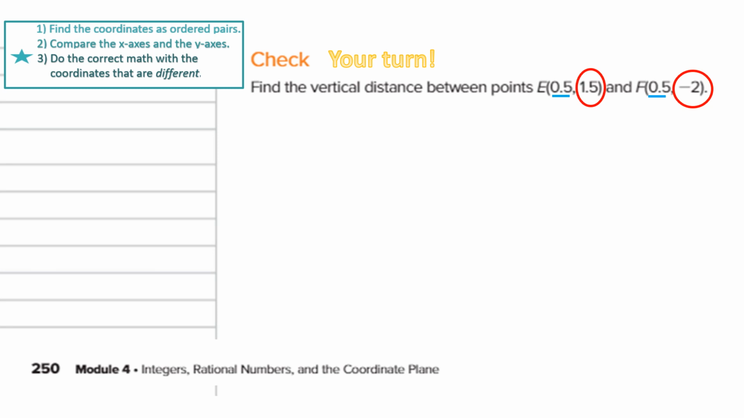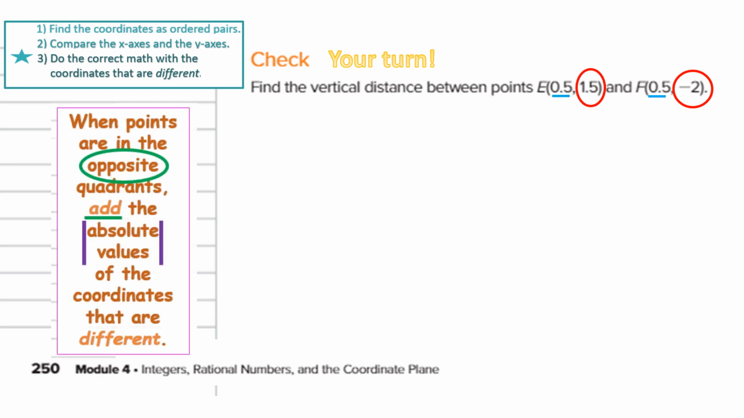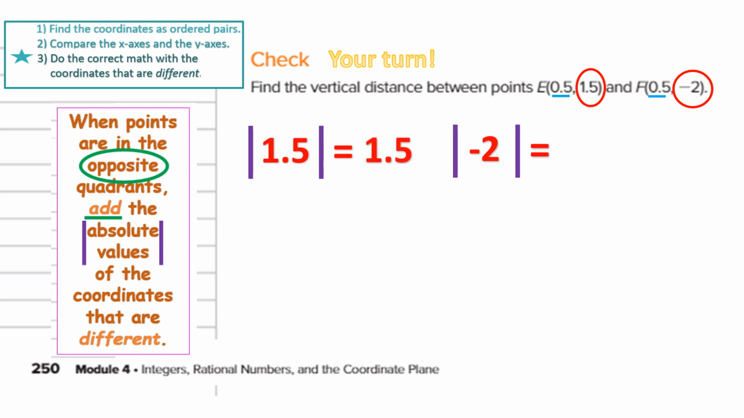I see that I have one positive and one negative. So if they're in opposite quadrants, then I know mathematically I have to add them. So I'm going to find the absolute value of 1.5, which is 1.5, and the absolute value of negative 2, which is 2, and I'm simply going to add those together. When I'm adding whole numbers and decimal numbers, I need to make sure that my whole number has a decimal with it, and I line them up, and then I fill in with zeros.